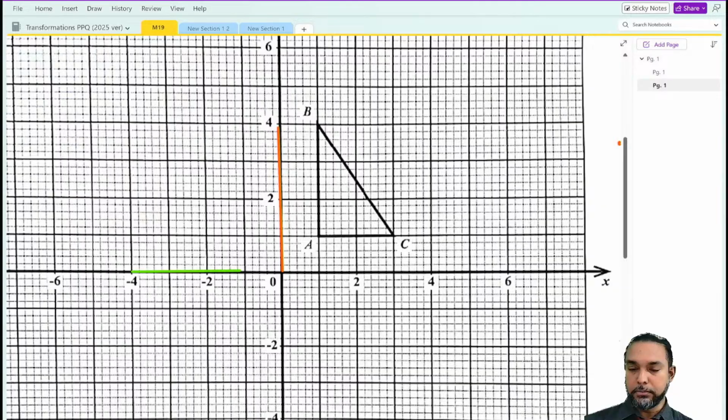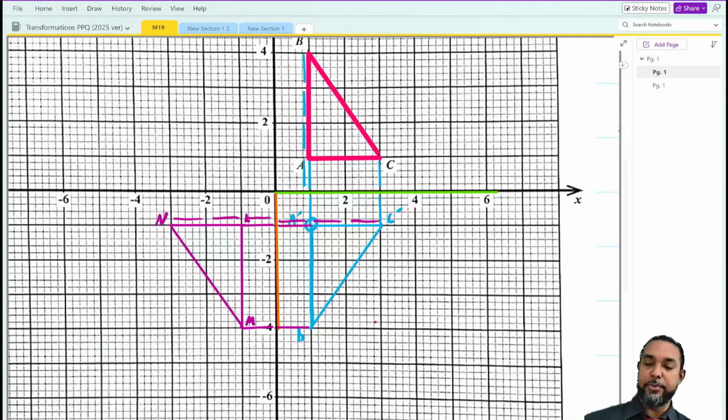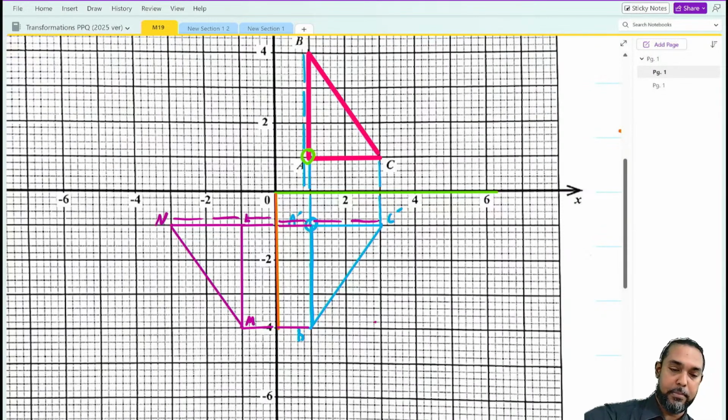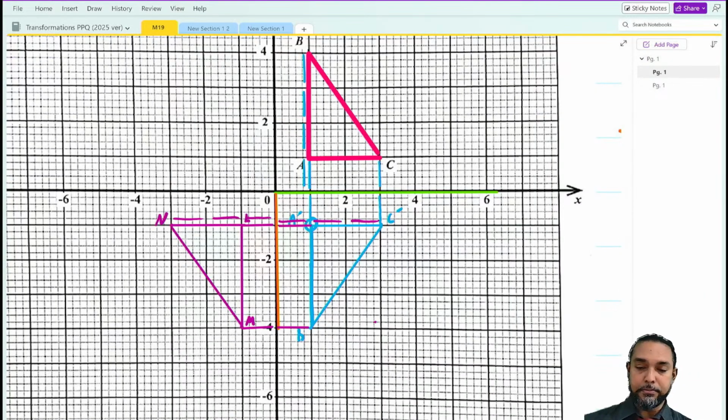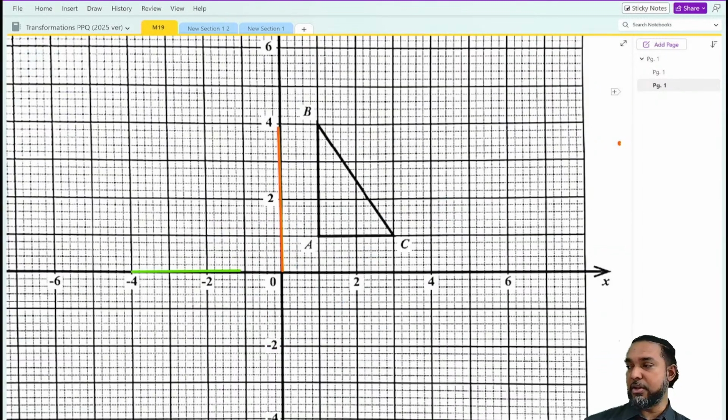All right. So again, when you're reflecting one point at a time, you're trying to go perpendicularly until you hit the mirror line. And however many units you use to get from your original point to that mirror line, you use the same number of units on the next side. All right. Cool. So I want you guys to reflect in the y first and then the x.